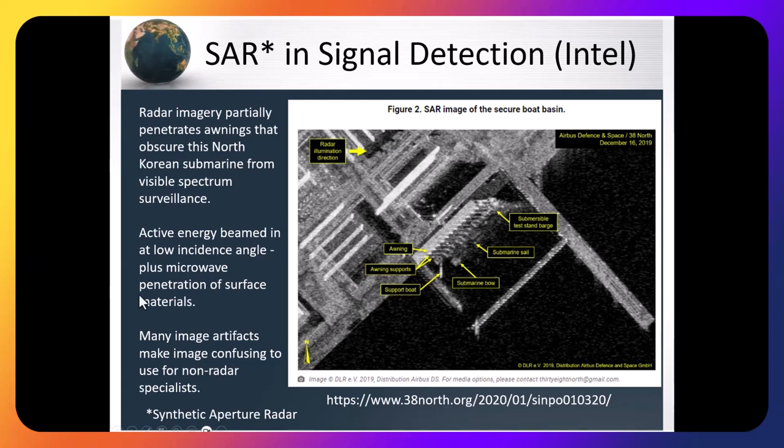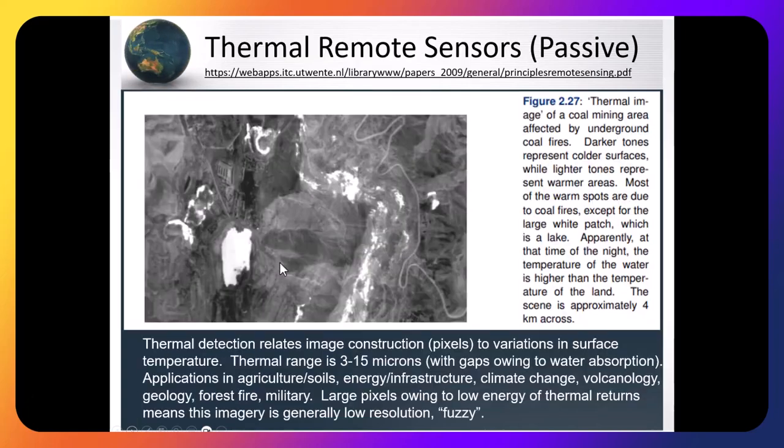And in this case also they can change the energy angle, so they can basically point the satellite to come in kind of under the awnings at a low incidence angle. So it's hard to look at, but experts at this can get a lot of information out of this kind of active remote sensing in the Intel world.